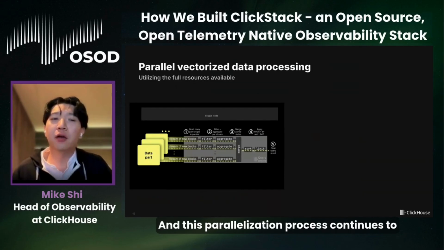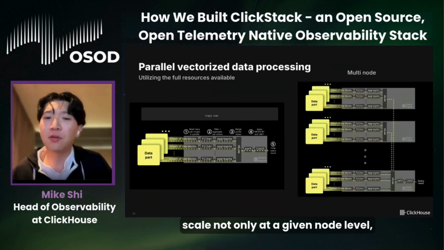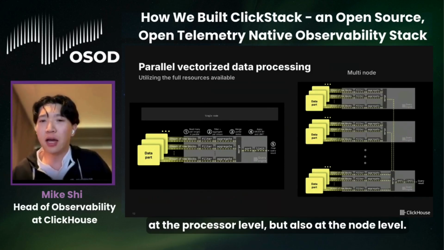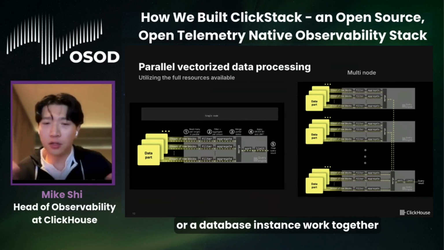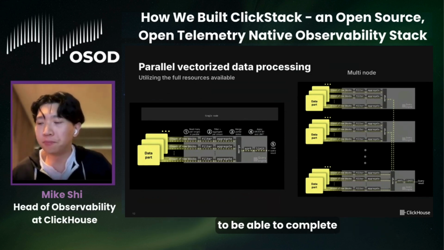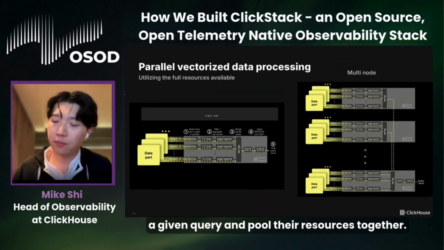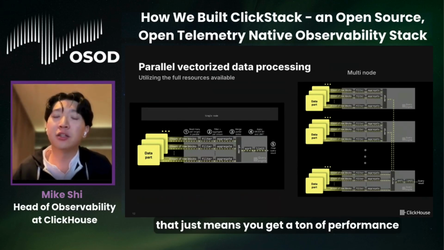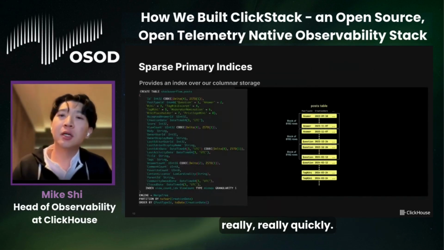level. And this kind of parallelization continues to scale not only at the processor level, but also at the node level. So you can have multiple ClickHouse instances, or database instances, work together to complete a given query and pool their resources together. At the end of the day, that just means you get a ton of performance really, really quickly.